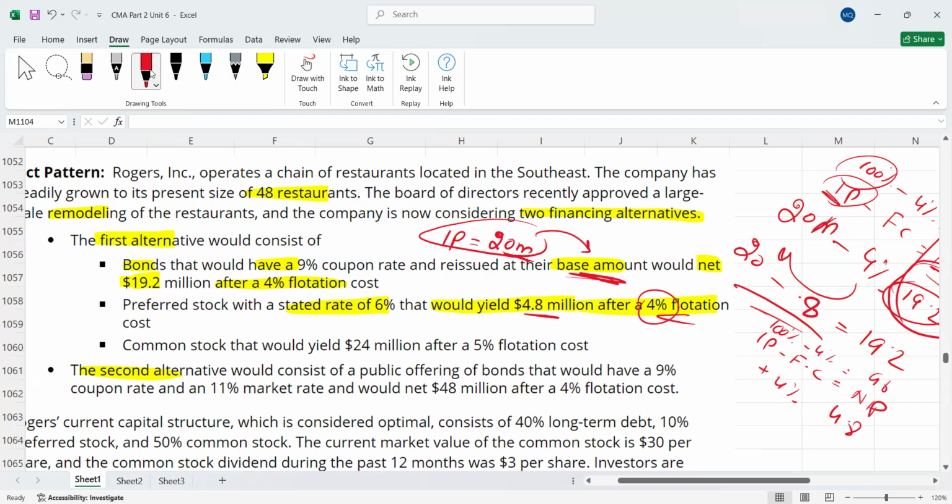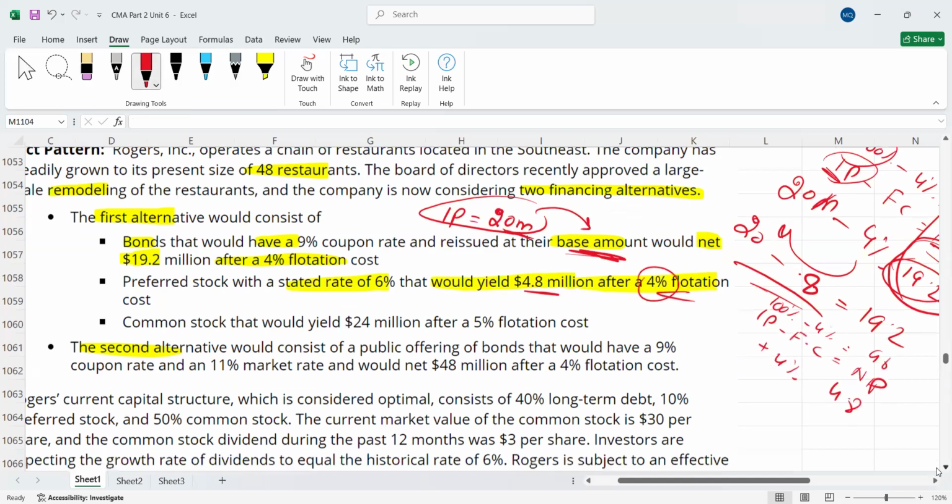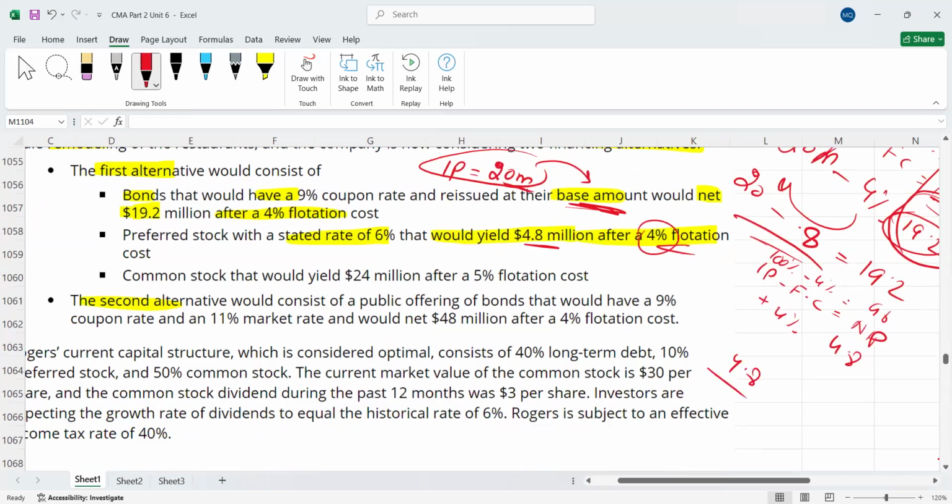So we can gross up again. So how we'll gross up? We'll take 4.8, which equals 96%. So divide by 96 and multiply by 100, I want to find out. So 4.8 divided by 96 times 100. So it is going to be 5 million. It means my issue proceed is 5 million.